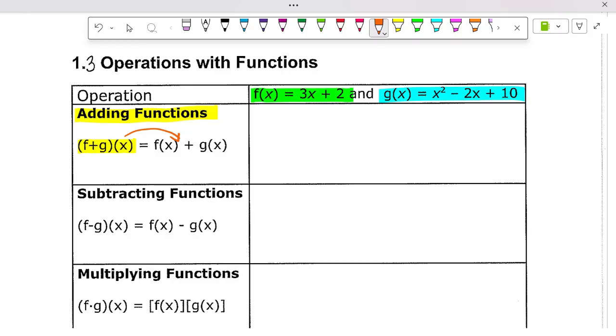So if I set this up, if I'm just adding f of x plus g of x, that means I'm just going to take whatever f of x is, bring it down, 3x plus 2, plus, and I'm going to bring down g of x, x squared minus 2x plus 10. So this is f of x. This is g of x. And then I am adding them.